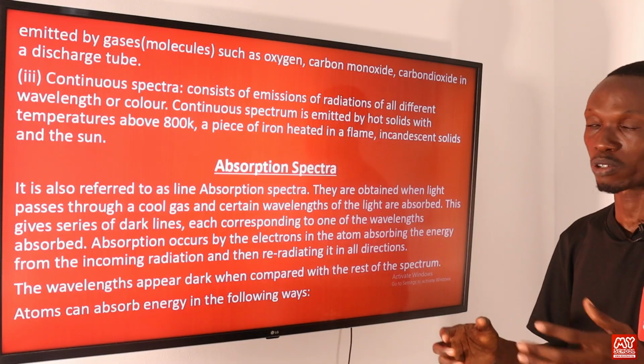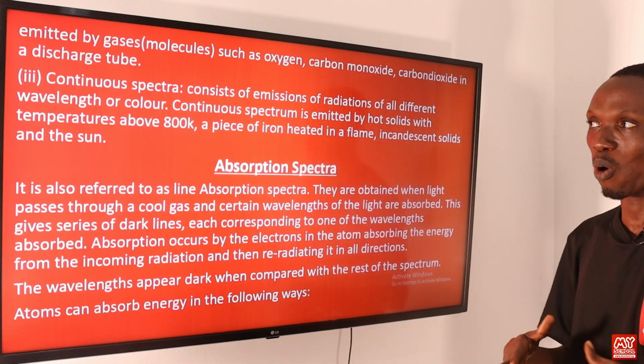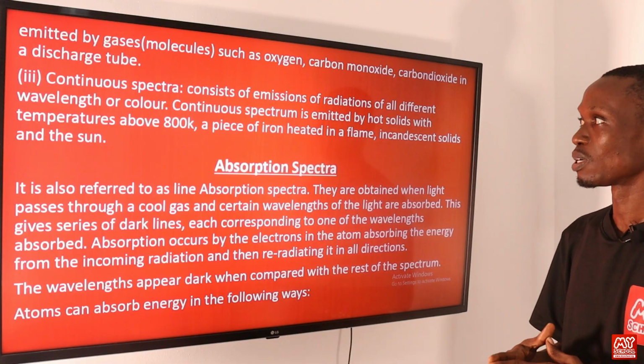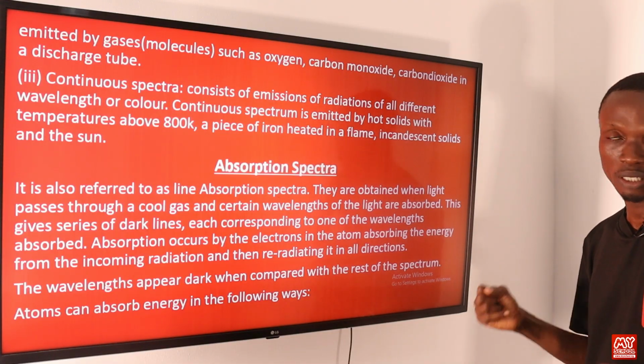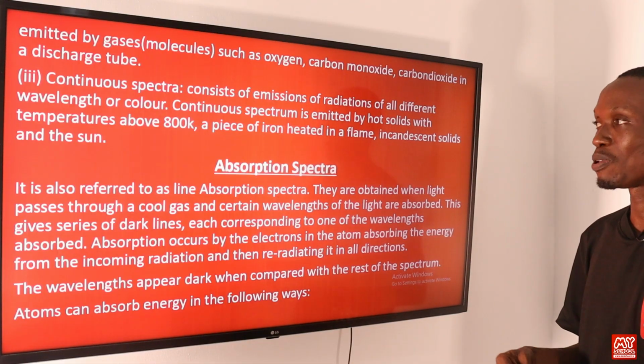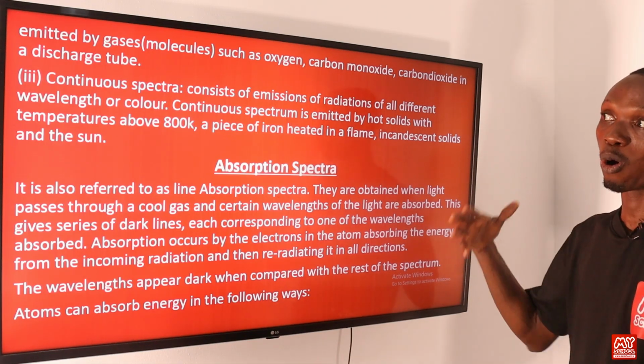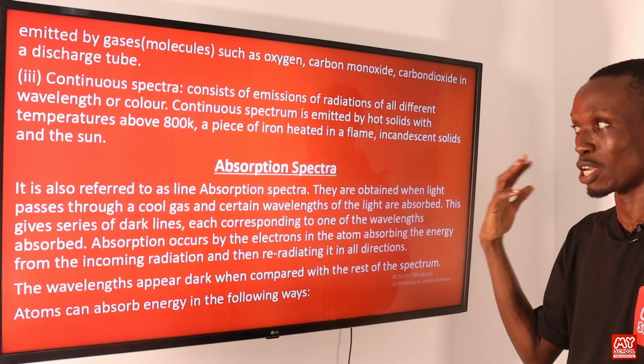So let's talk about continuous spectra. Continuous spectra consists of emissions of radiations of all different wavelengths or colors. Continuous spectrum is emitted by hot solids with temperatures above 800 Kelvin. A piece of iron heated in a flame, incandescent solids, and the sun all emit continuous spectra.